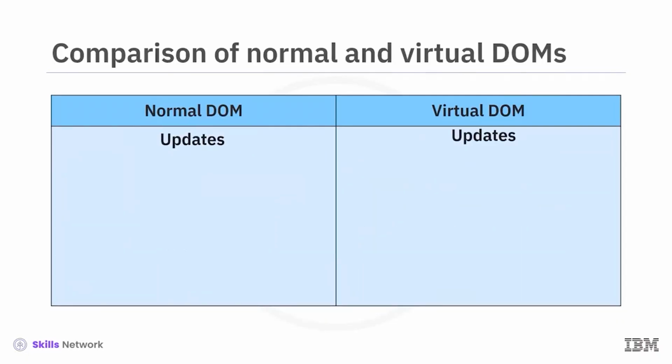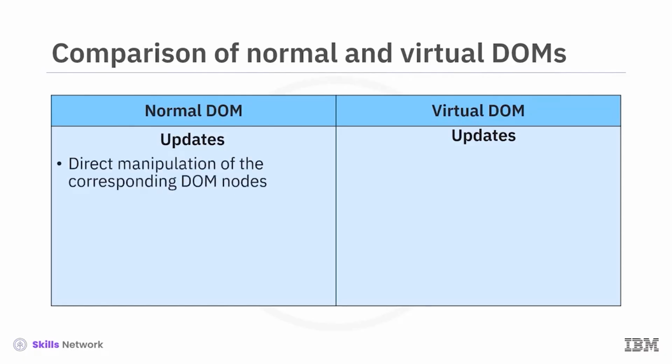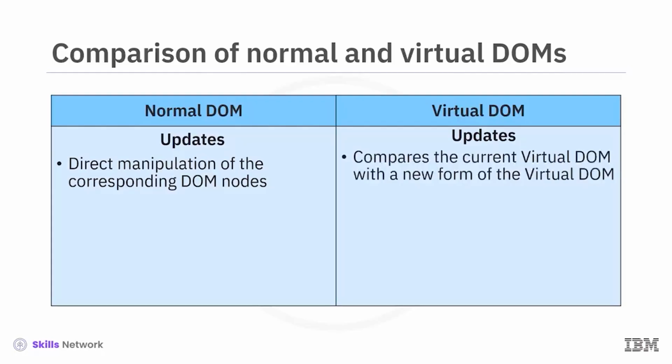When updates are made to the DOM, such as changing the content of an element or modifying its attributes, the browser directly manipulates the corresponding DOM nodes. In contrast, in the virtual DOM, React compares the current virtual DOM with a new form that shows the updated state when changes are made to a React app. Then, React figures out the smallest changes that need to be made to the DOM to represent the new state.